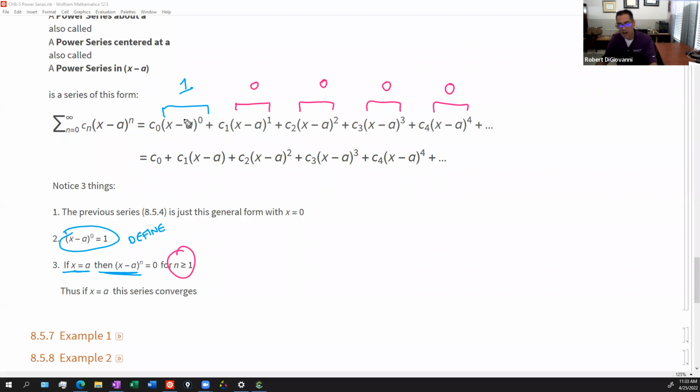It's kind of like how I told you 0 factorial is 1. We did talk a little bit about why it's 1, but we defined it this way. That's what I'm telling you to do here. We're defining x minus a to the 0 to be 1 when x is a.